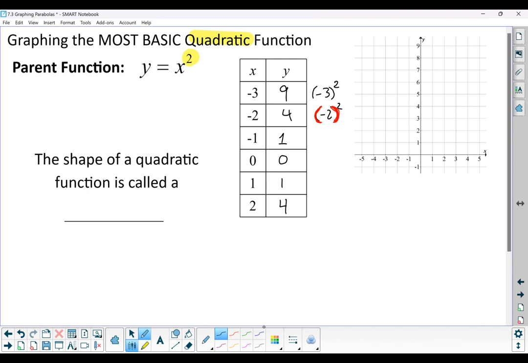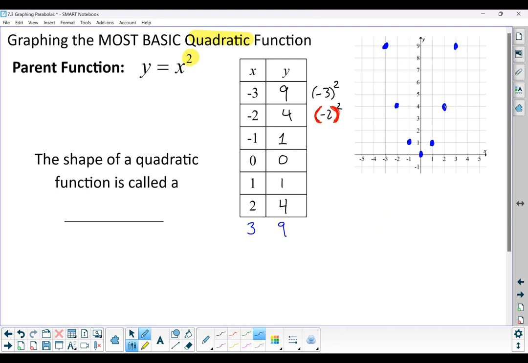So let's plot these points and see what shape we get for this graph. If x is -3, the y value, the height, is 9. If x is -2, the y value is 4. For -1, the y value is 1. It goes through the origin here, then 1, 1 and 2, 4. Maybe let's add one more value to our table. If we square 3, we get 9.